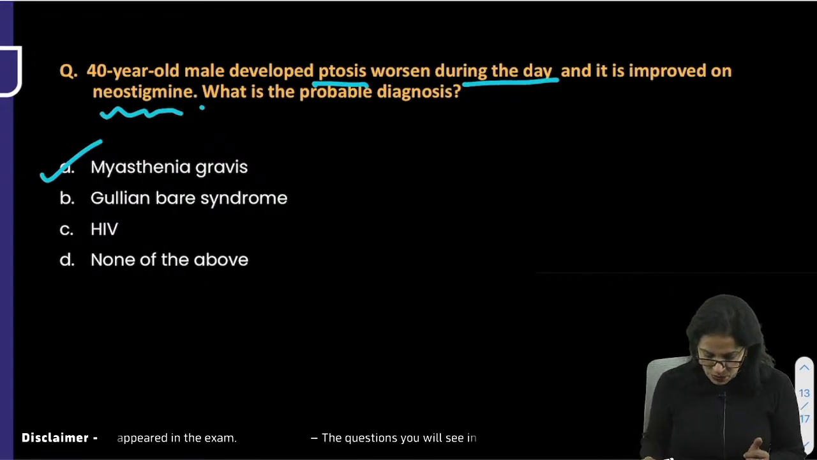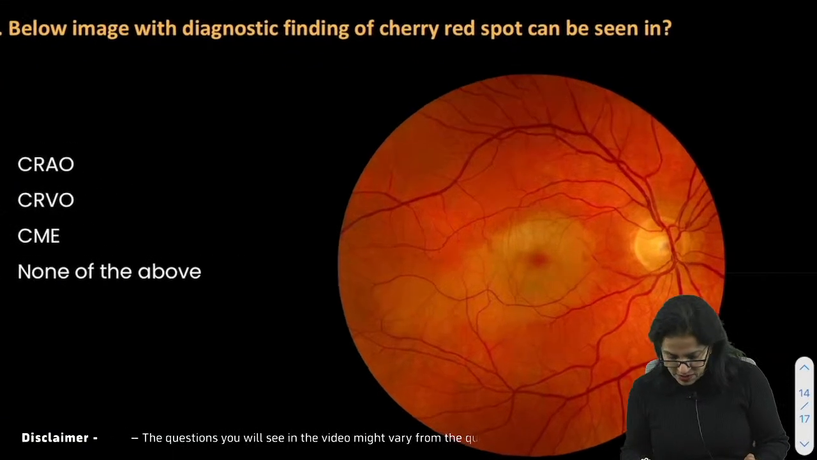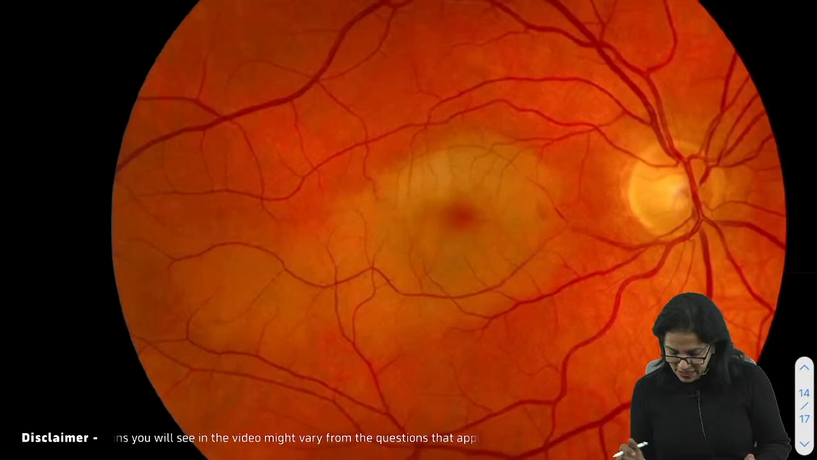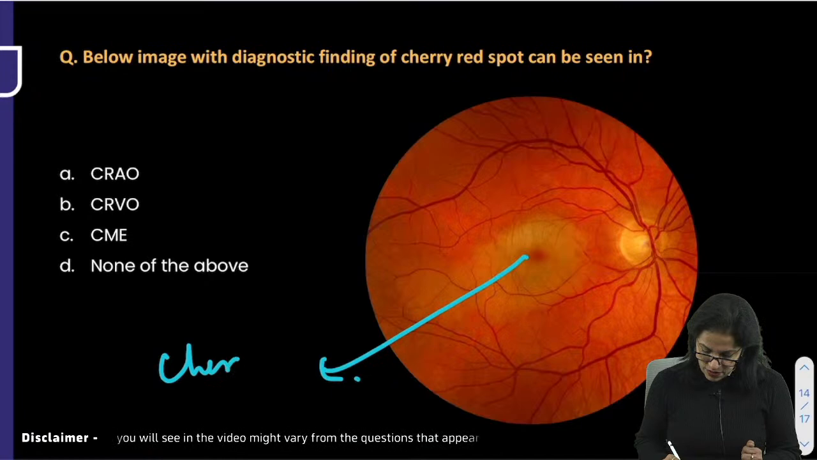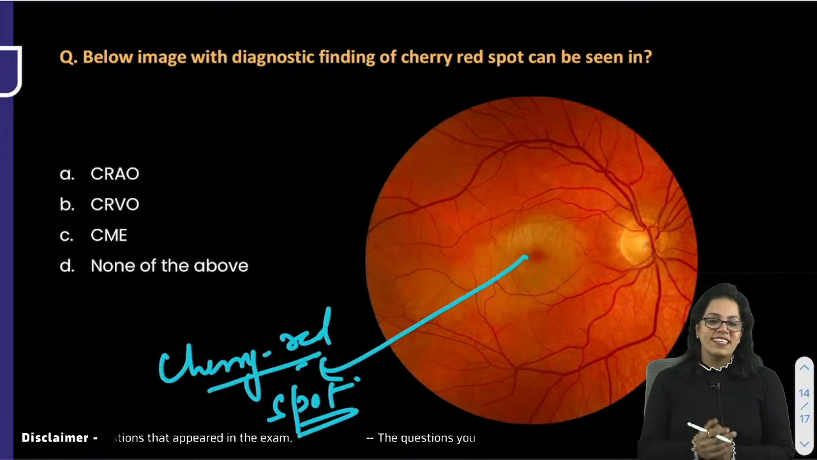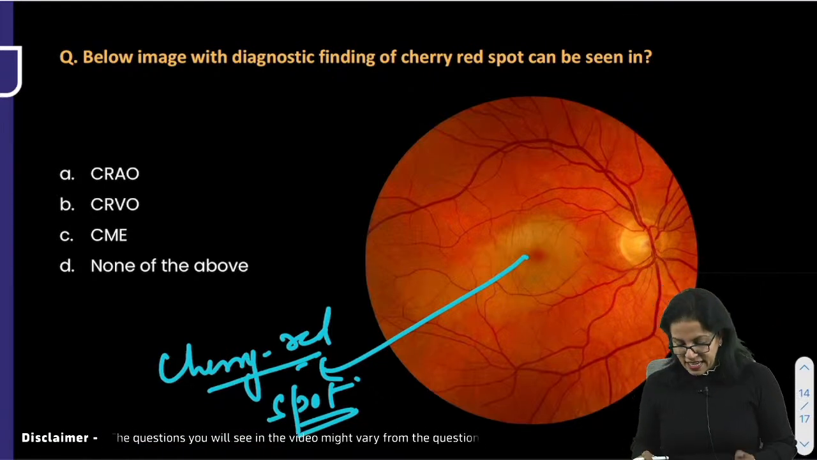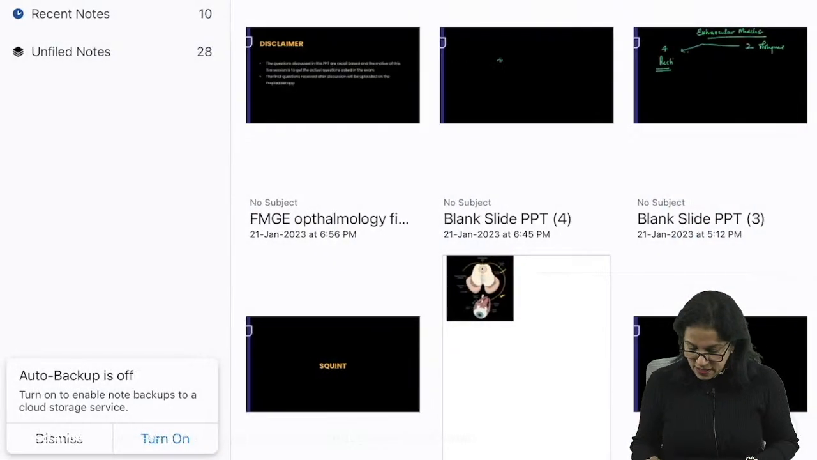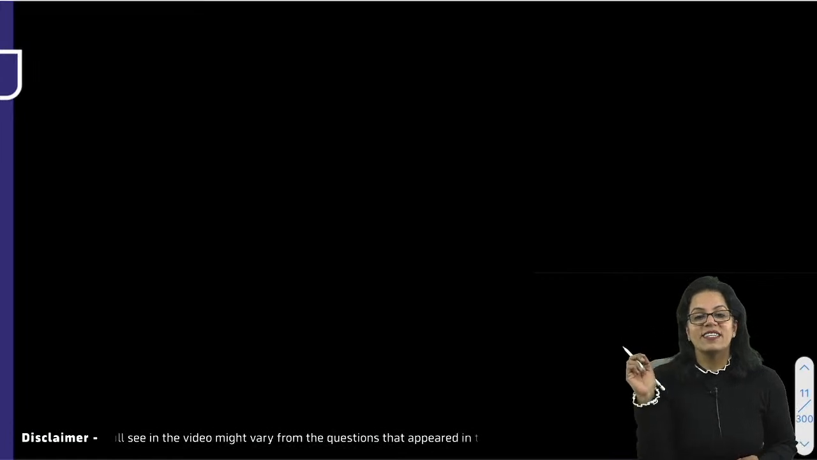Then we talk about the next question. So this was the image diagnostic of cherry red spot. Was this the image? It's so difficult to tell which image and to really recreate the image, isn't it? But typical ones you can. Very good, all of you have answered this correctly. So very quickly, do you all know the causes of cherry red spot?